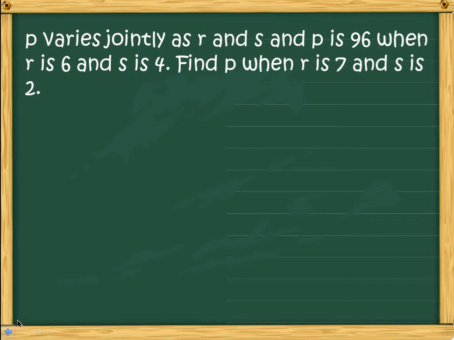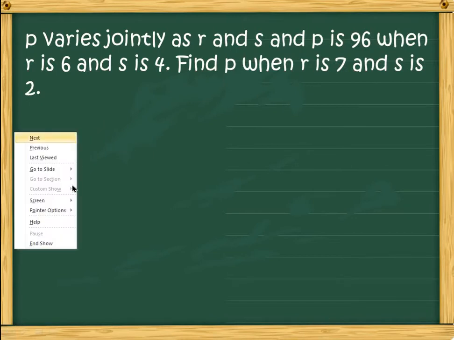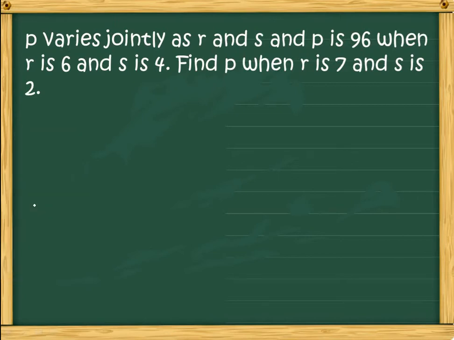This is just a continuation in solving joint variation. Let's have an example. If P varies jointly as R and S, and P is 96 when R is 6 and S is 4, find P when R is 7 and S is 2. From the given, we were asked to find the value of P when R is 7 and S is 2. But before we're able to find the value of P, you need to have an equation.